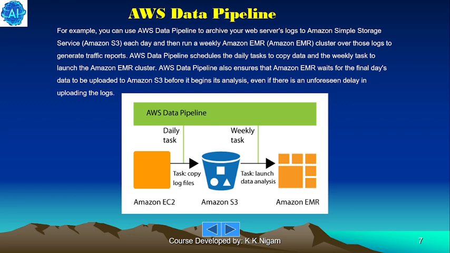For example, you can use AWS Data Pipeline to archive your web server's logs to Amazon Simple Storage Service, that is Amazon S3, each day and then run a weekly Amazon EMR cluster over these logs to generate traffic reports. AWS Data Pipeline schedules the daily tasks to copy data and the weekly tasks to launch the Amazon EMR cluster. AWS Data Pipeline also ensures that Amazon EMR waits for the final day's data to be uploaded to Amazon S3 before it begins this analysis, even if there is an unforeseen delay in uploading the logs.